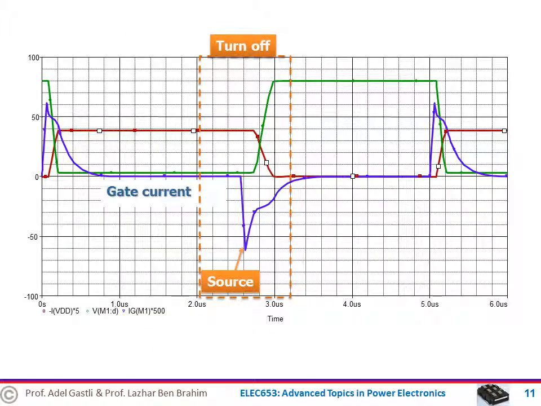The MOSFET will act as a source during its turn-off transition, where large gate current is discharged from the gate capacitance into the gate circuit. This is shown in this figure as a negative spike. And it will act as a sink during its turning on transition when it requires large currents to charge its gate capacitance very fast. This is shown as a positive spike in this figure.